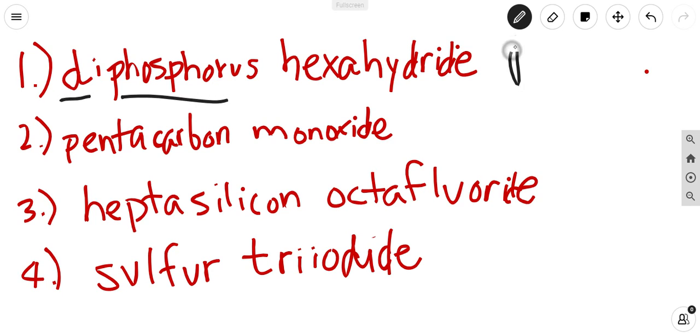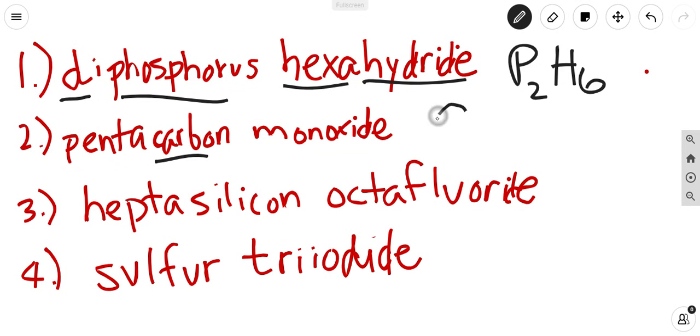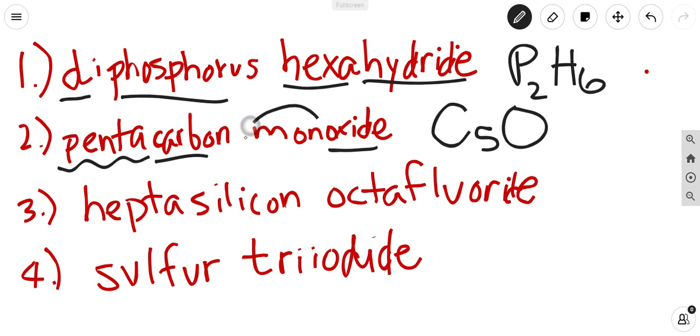We've got diphosphorus. So phosphorus, prefix of di. Hydride is really hydrogen, and hexa is 6. So P2H6. Number 2, we've got carbon. Its prefix is penta, which is 5. Oxide is oxygen. Mono is 1. I don't need to write it. C5O. Number 3, heptasilicon octafluoride.